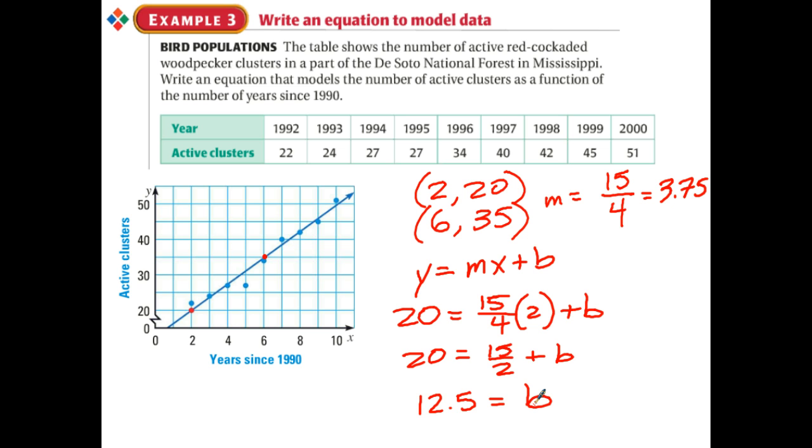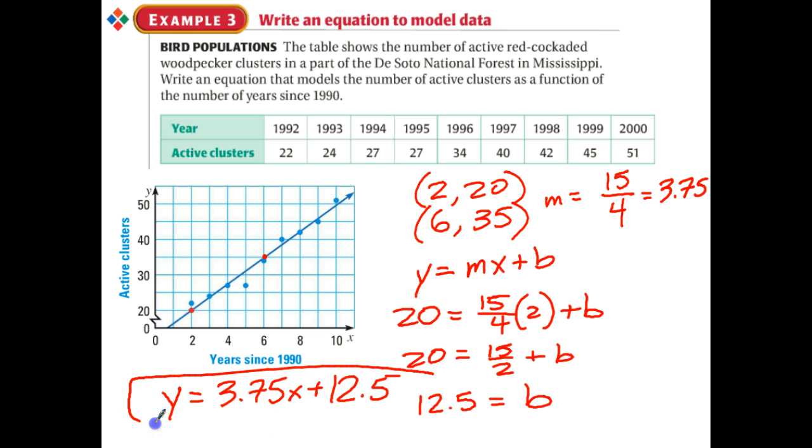Now that I got this, let's go ahead and write my equation of my line. So I'm going to put it in as y equals, and I'm going to use decimals now, right? Because I ended up using a decimal here, so I'm going to use a decimal here. So y is equal to 3.75x plus 12.5.